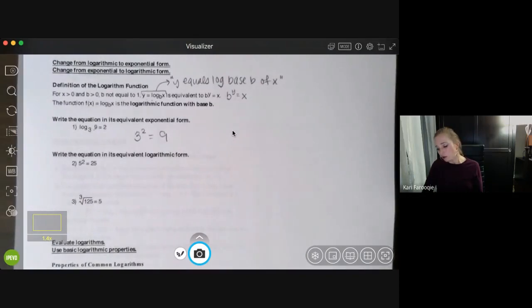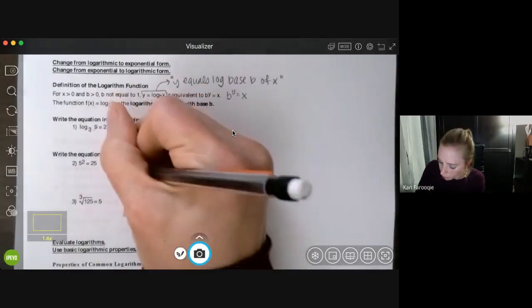Write the equation in its equivalent logarithmic form. So now we're going to work back the other direction. We're going to take our exponential form and turn it into log form. In order to do that, I'm going to first write my log.